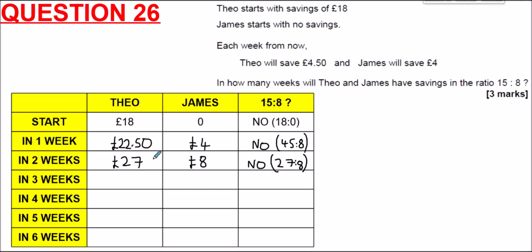So go again. With a calculator, this trial and improvement method isn't half as slow as it would be without a calculator, because we can just keep on adding £4.50 for Theo, which with a calculator is very straightforward. And with James, it's just the 4 times table.